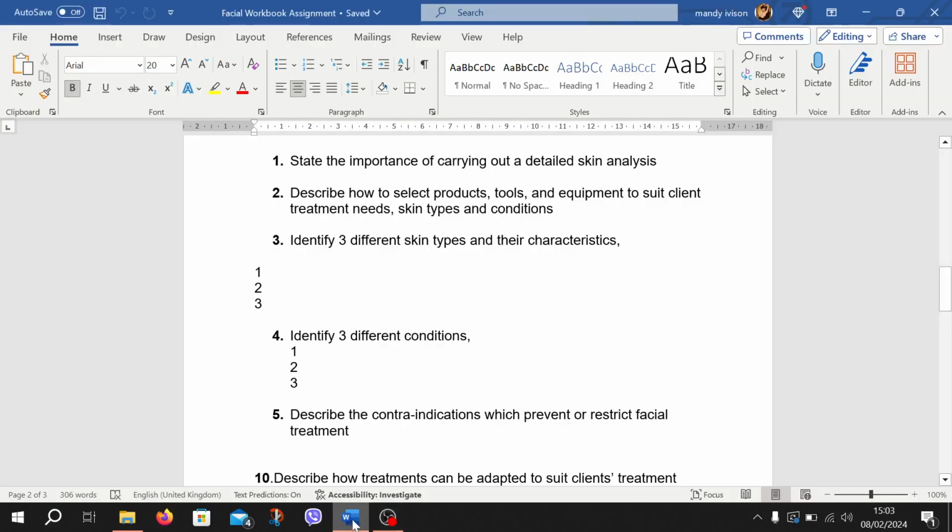Right, let's have a look at the facial assignment. Okay, so question 1 is state the importance of carrying out a detailed skin analysis.